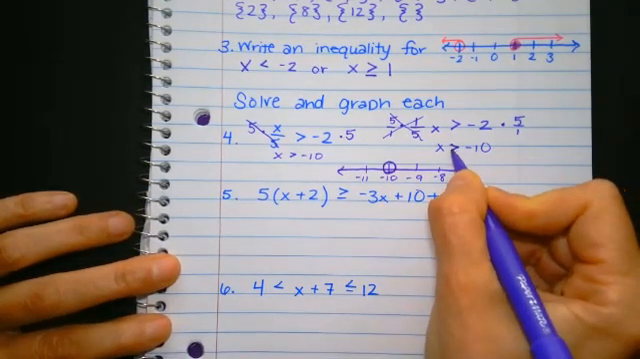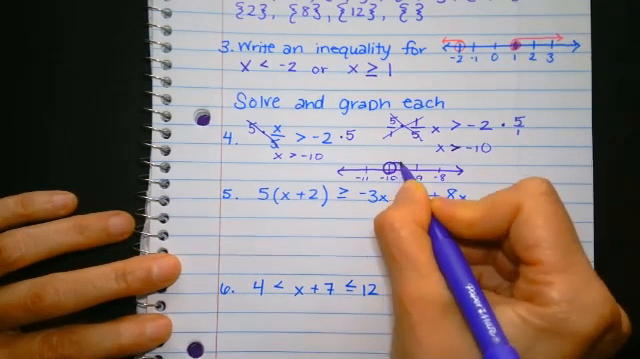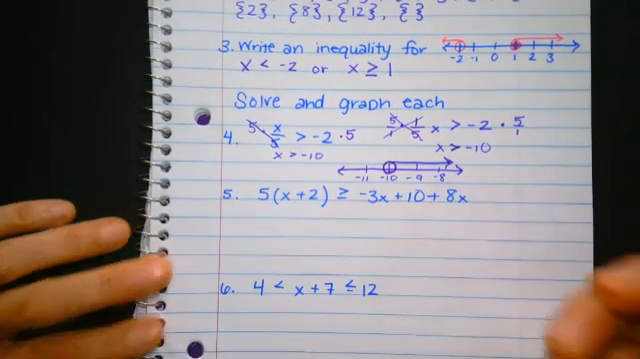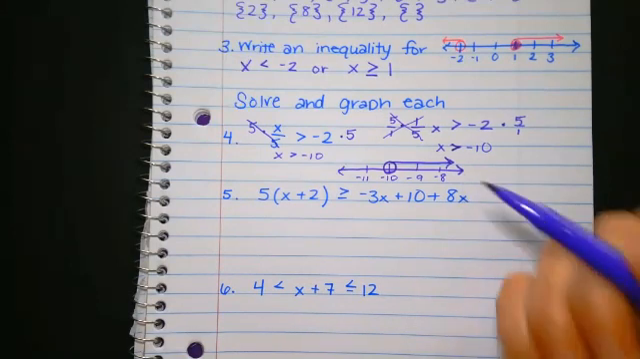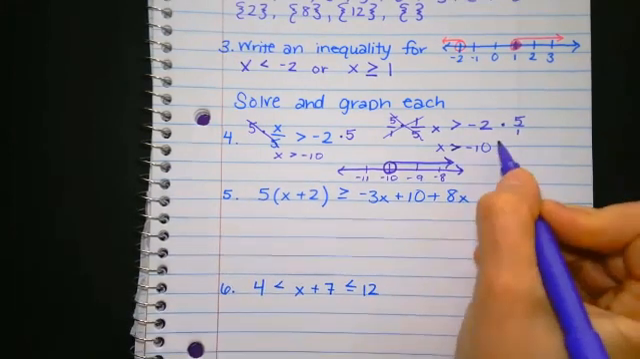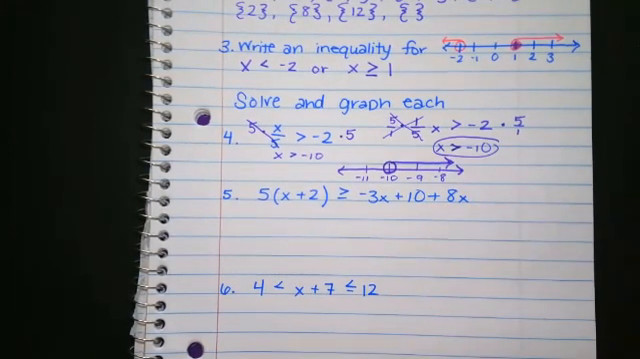The arrow is pointing to the right, so our arrow points to the right. This is a singular inequality, so we only make a single graph. This is the answer. Here's the inequality, and there's the graph.